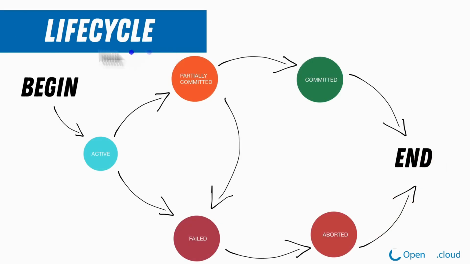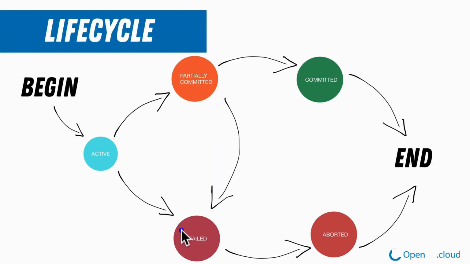So when we look at the life cycle of a transaction, we see that a transaction will start. So you're running your query, right? And it goes into an active state. And so when it goes into an active state, it's going to run itself, it's going to execute itself. This is what we call partially committed. So when it's partially committed, it's executed itself.